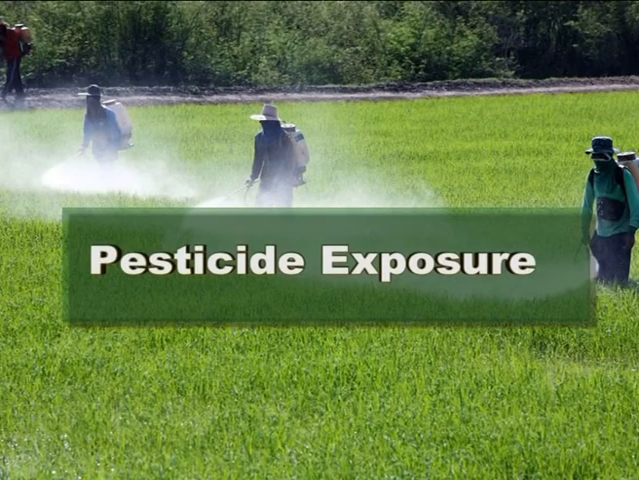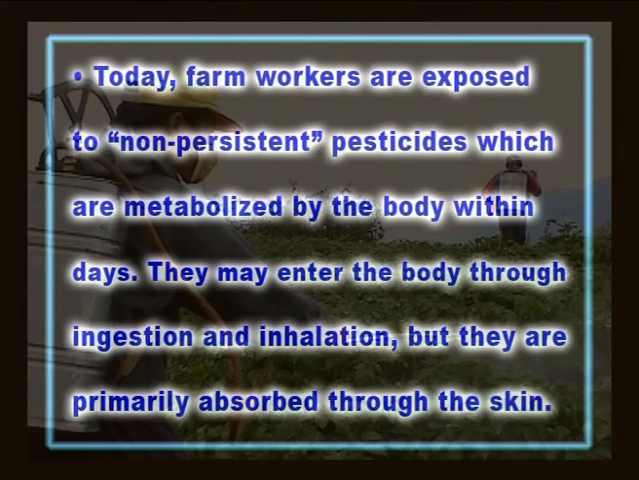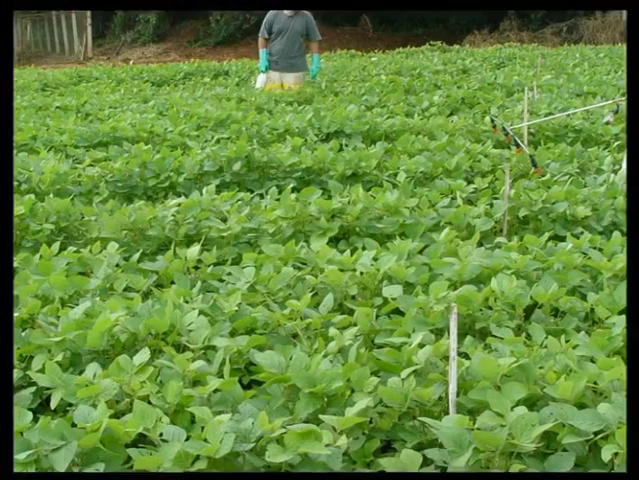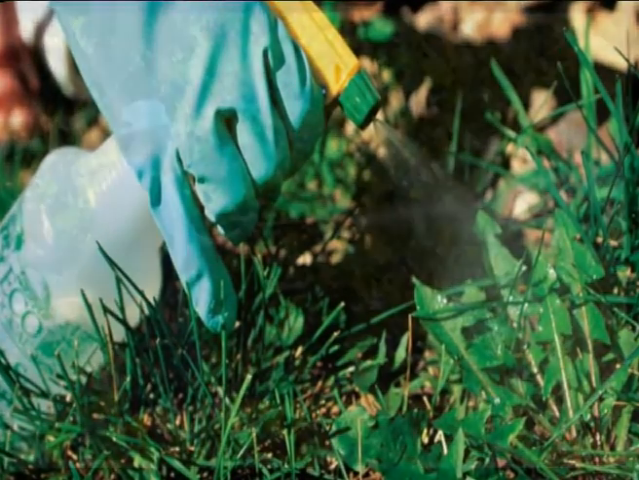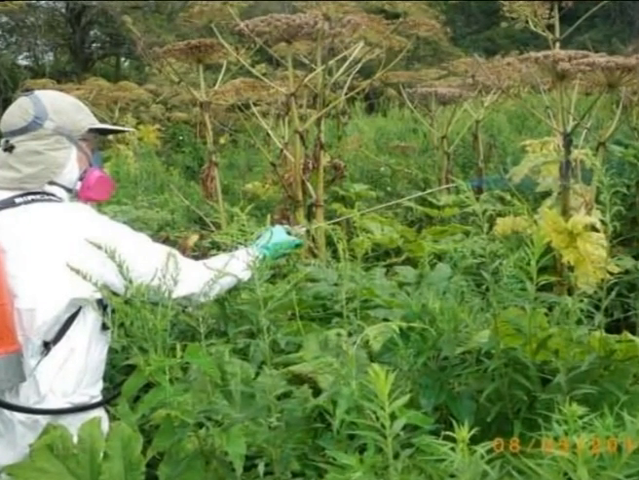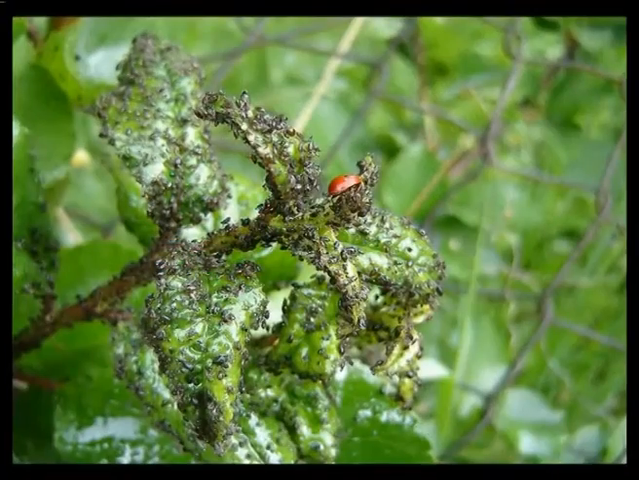Pesticide exposure. Today, farm workers are exposed to non-persistent pesticides which are metabolized by the body within days. They may enter the body through ingestion and inhalation, but they are primarily absorbed through the skin. During their daily work, farm workers are often exposed to pesticides, which include substances that prevent, destroy or repel pests. Because some pests have systems similar to the human system, some pesticides also can harm or kill humans.